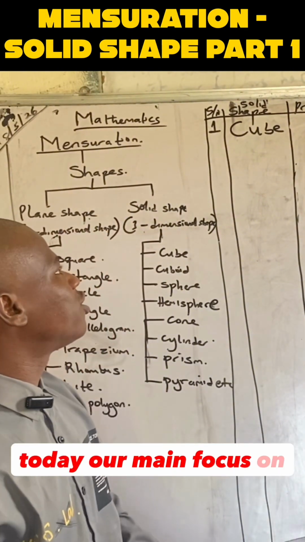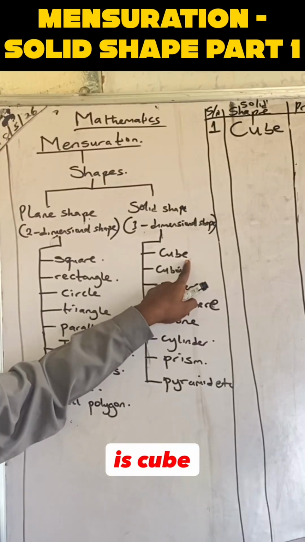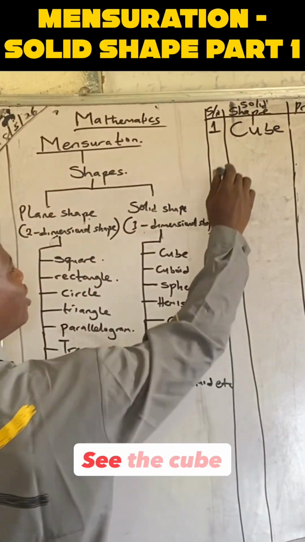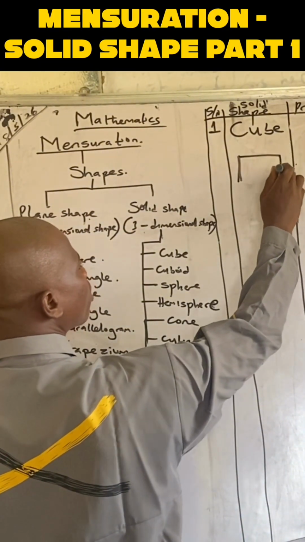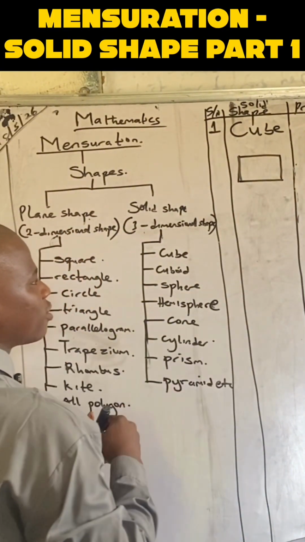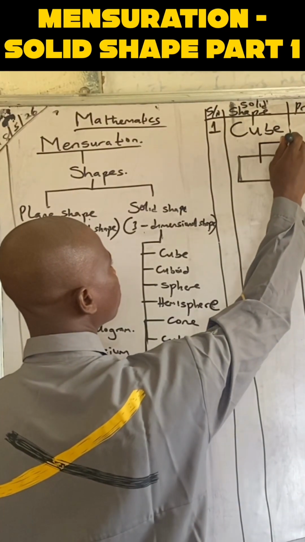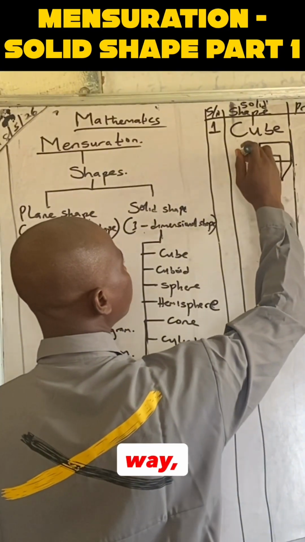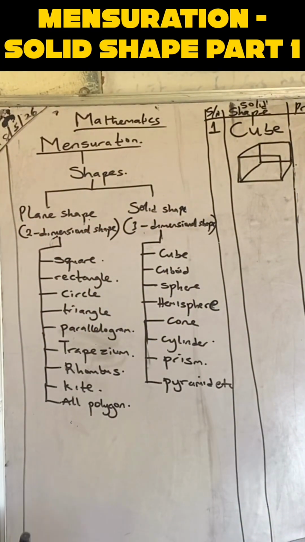So today our main focus is on solid shapes, and our first one there is the cube. So we are having the cube as one of them. Let's first draw and see the cube. This is a cube. You draw squares of equal faces. So a square like this. All should be squares. So we have a square this way, and this way. This is your square.